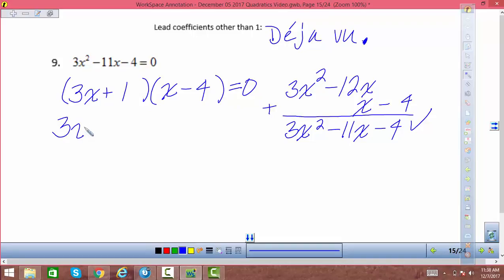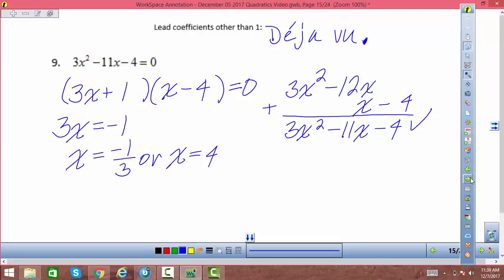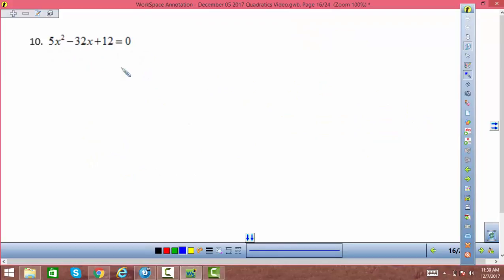So using the zero product principle, 3x equals negative 1, x equals negative 1/3, or x equals 4. So I'll now go on to the next one.